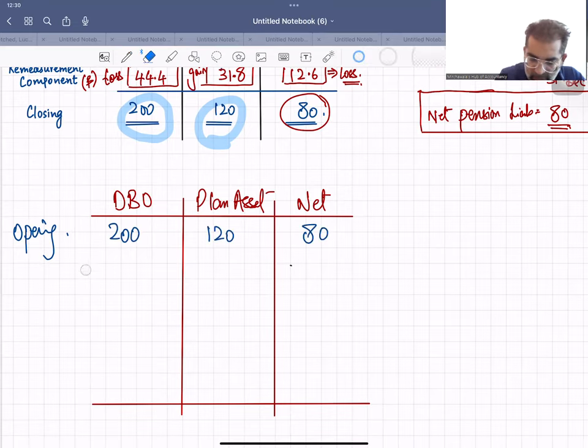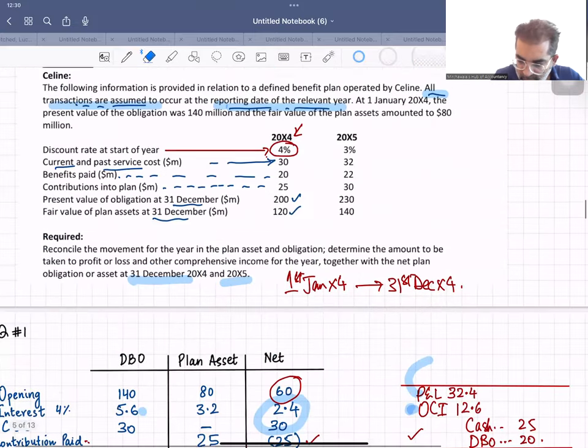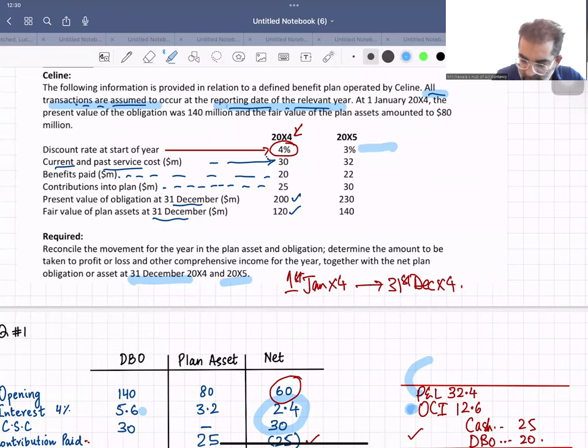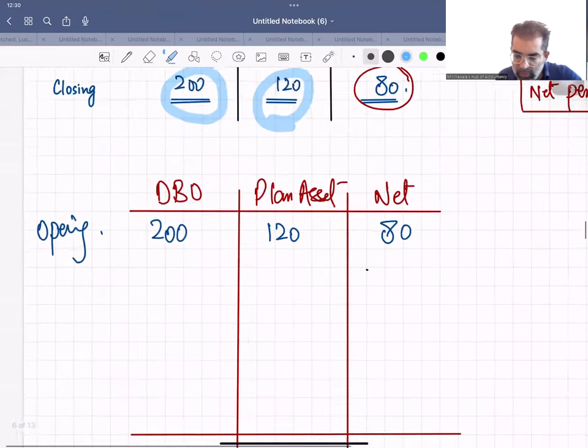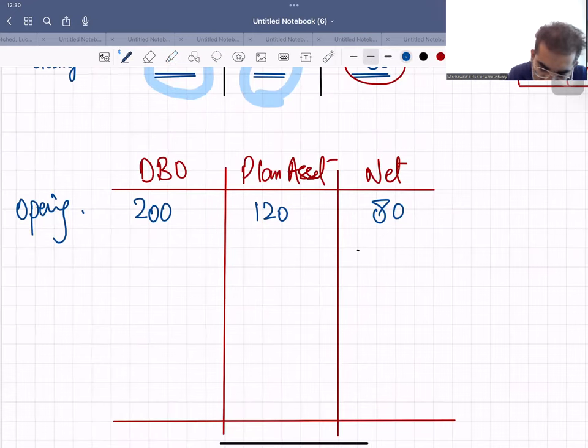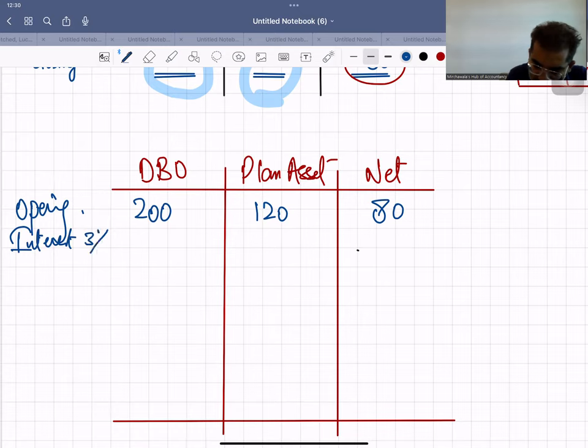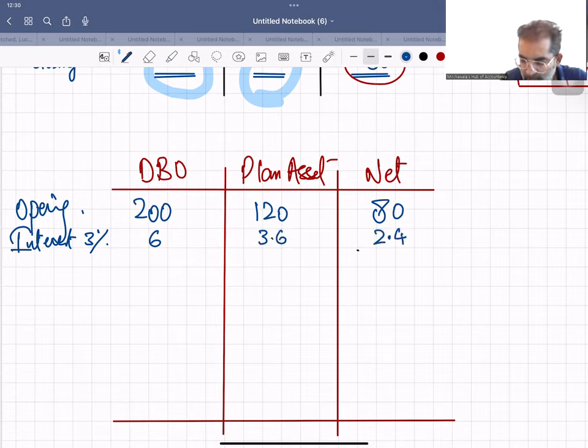Net amount is 80. Now, check what the interest rate is now. Interest rate now is... Yes, 3%. So how are we going to do it? First of all, this is going to be interest. 200 times 3% is 6. 120 times 3% is, I think, 3.6. So 6 minus 3.6 is 2.4. Okay.